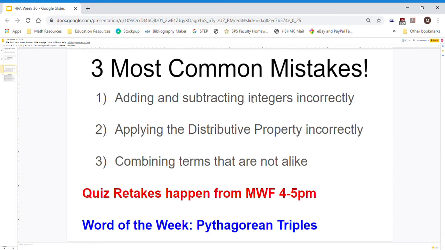And then lastly, another common mistake is combining terms that are not alike. So I saw some students do this. For example, x plus 7. What does that equal to? They said x plus 7 equals 7x. That's not true. X is a variable, 7 are ones. Variables on LabGear look green, and ones on LabGear look yellow. You can't put the green and yellow together because they do not look alike.